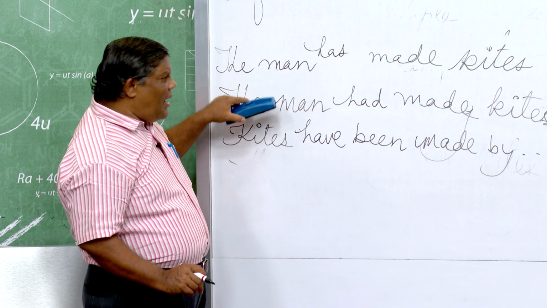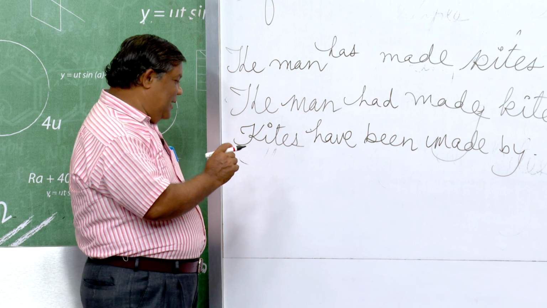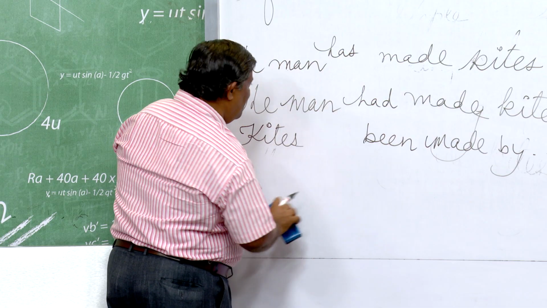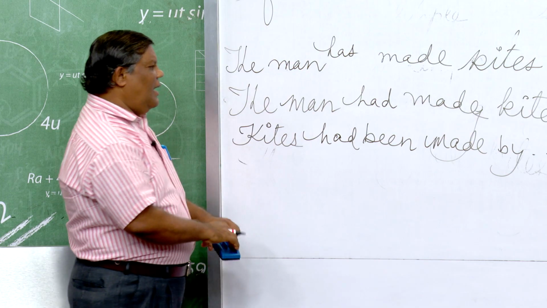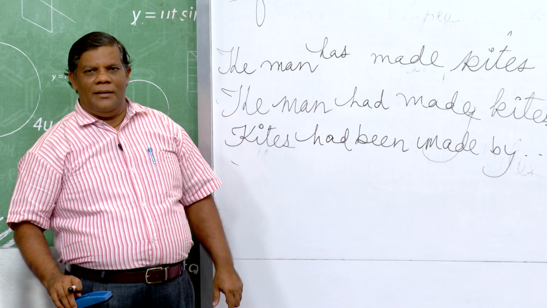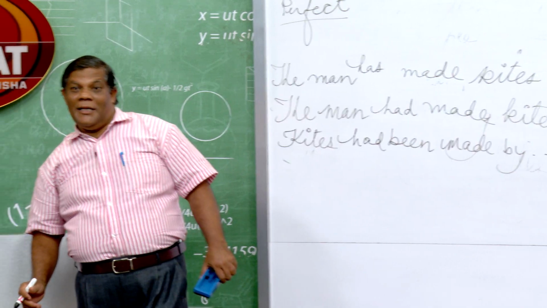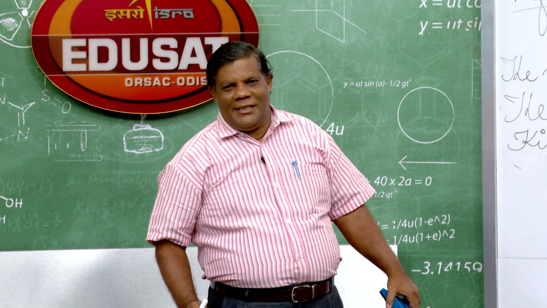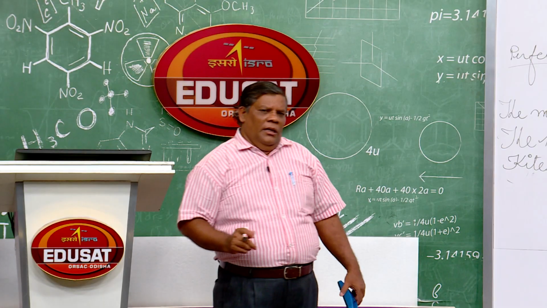And now come to the past perfect form. When the past perfect form is passivized, only a change is here: had. The man had made kites, kites had been made by this man, by the man, very simple. So, present tense or past tense, whatever it is, only a simple change can make the difference, present or past. So, there is no problem as such.